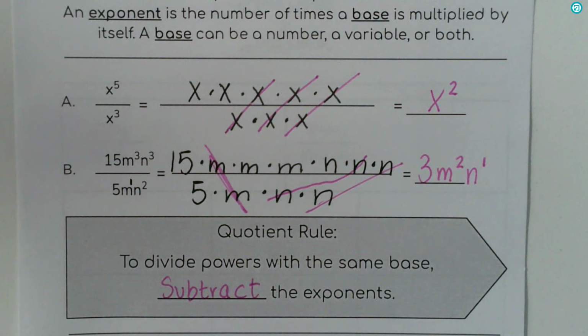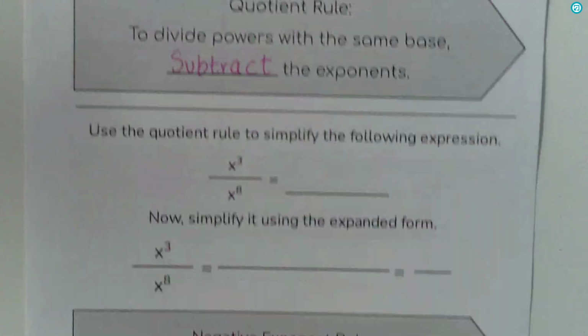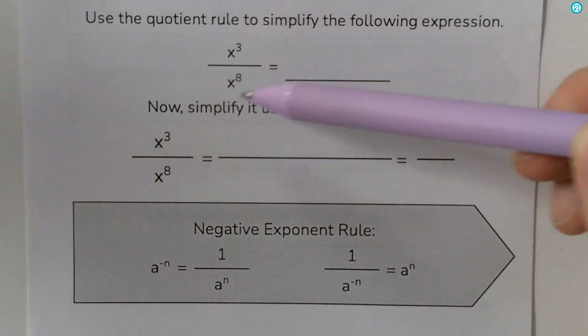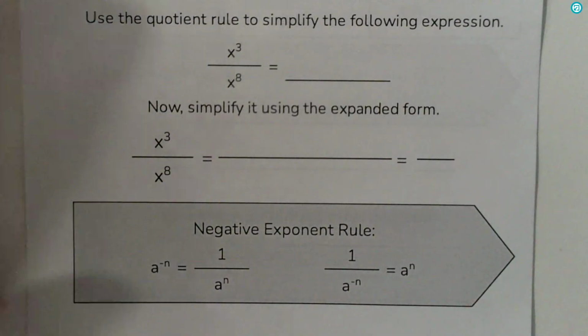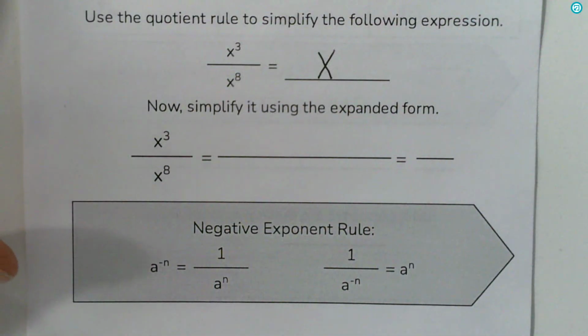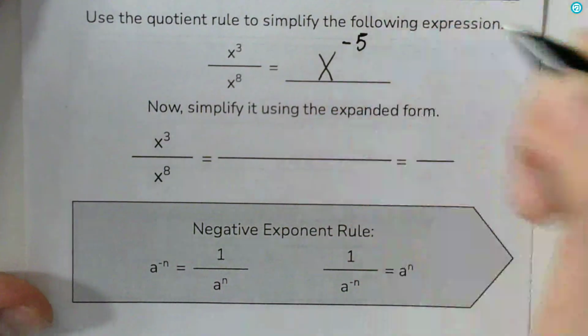Okay, now that we have the quotient rule, some wonky things are going to happen. So move down. The next example says, use the quotient rule to simplify the following expression. So we just learned the quotient rule. We can subtract our exponents. We've got x to the third over x to the eighth. So we would take our exponents and we would subtract them. What is 3 minus 8? Negative 5. So we now have x to the negative fifth.